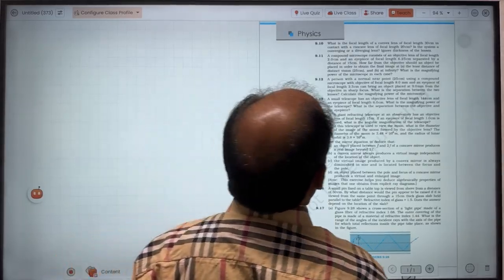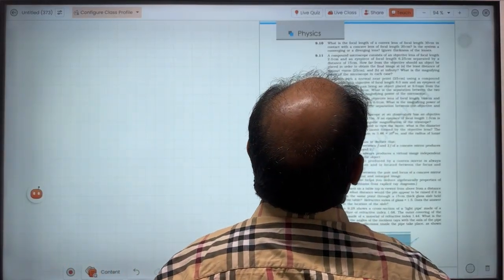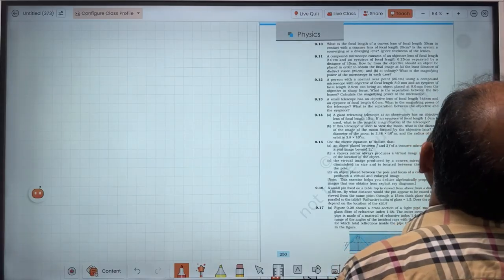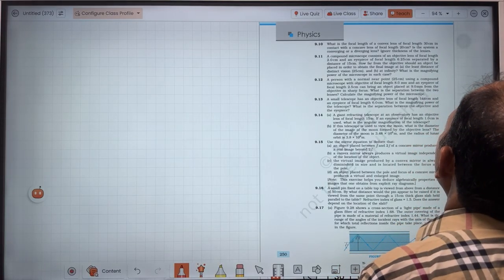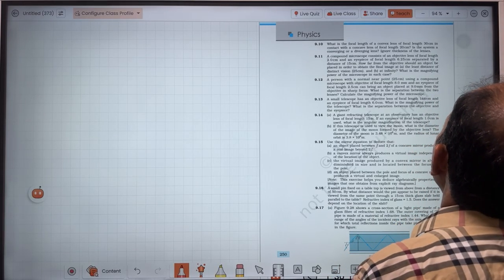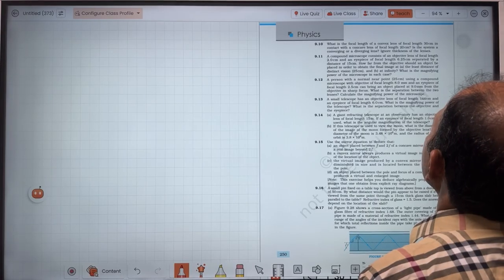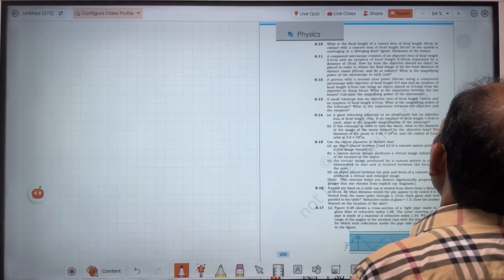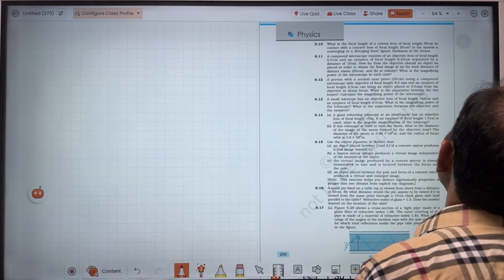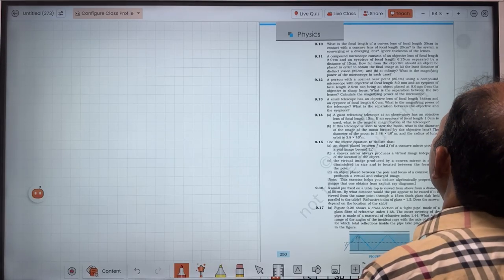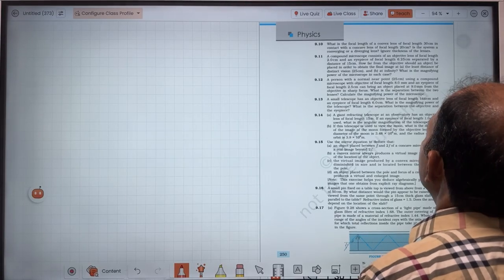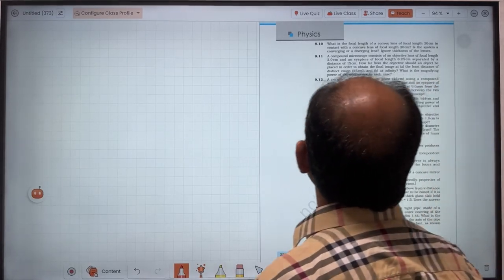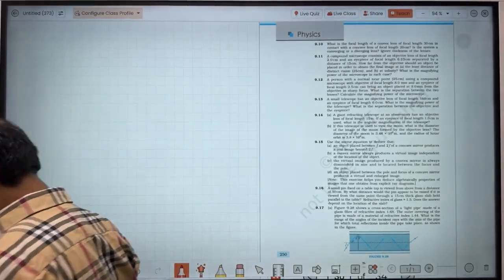Now what is next question? Next question says a person with a normal near point using compound microscope with objective of focal length 8 millimeter and eyepiece of focal length 2.5 centimeter can bring an object placed at 9 millimeter from the objective in sharp focus. What is separation between the two lenses? Calculate the magnifying power of the microscope.